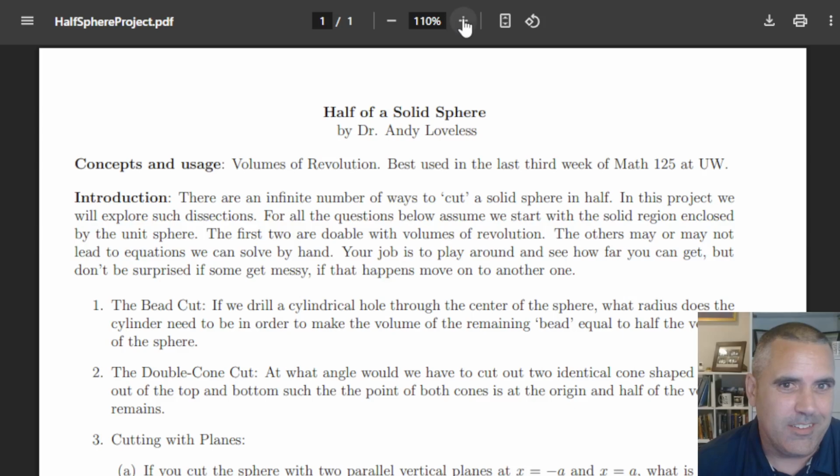We realized that what I like about this question is it's something that anybody can do. So I'm proposing that students find other ways to cut a sphere in half or dissect it in half. So I give a couple examples.